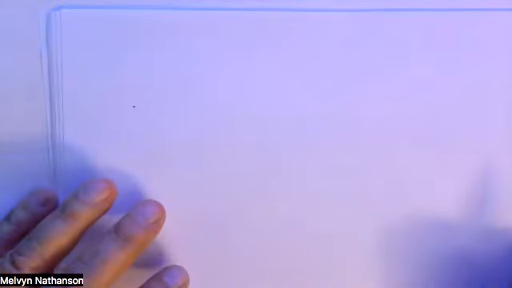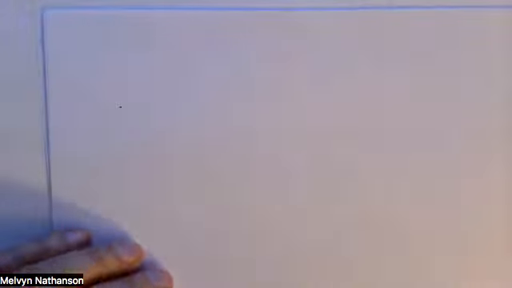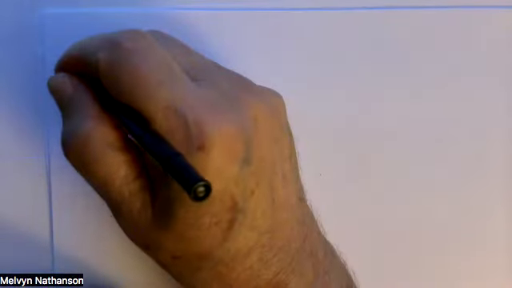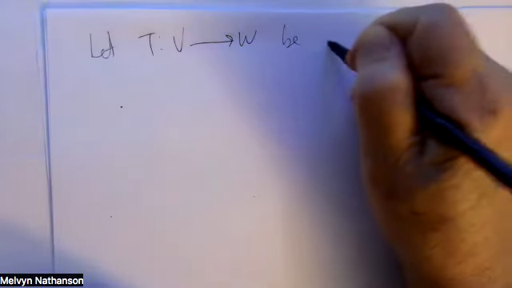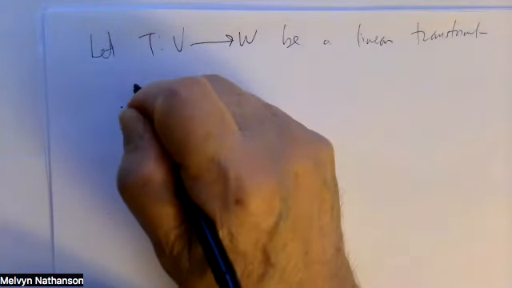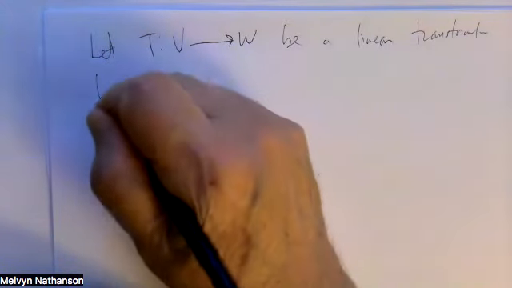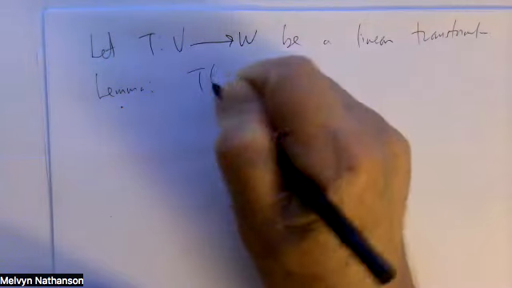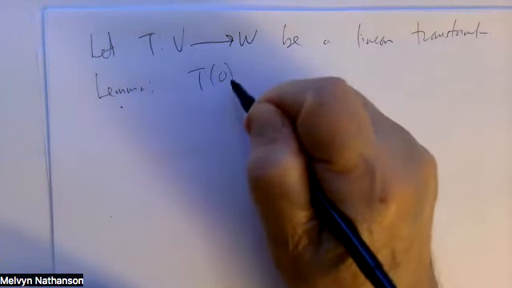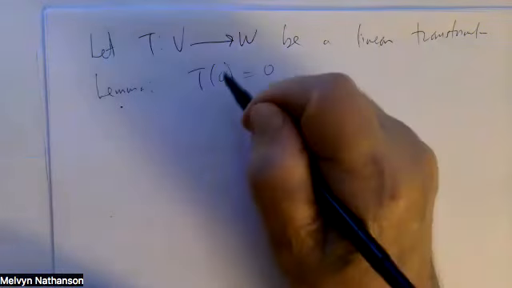So a great deal of linear algebra is spent studying linear transformations. And there are certain objects associated with a linear transformation. So let T from V to W be a linear transformation. So I claim T of 0 is 0. Let me write this as a little lemma. If you apply T to the 0 vector in V, you get the 0 vector in W.